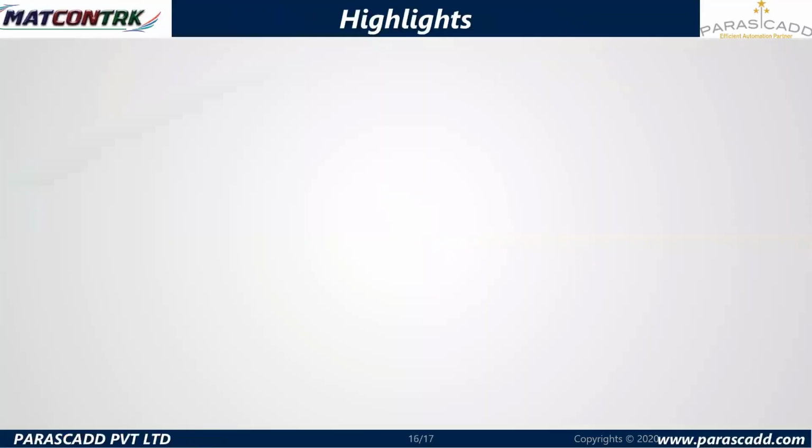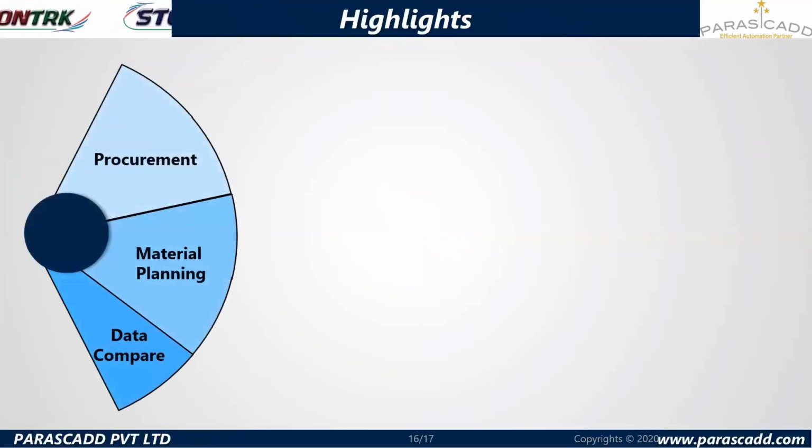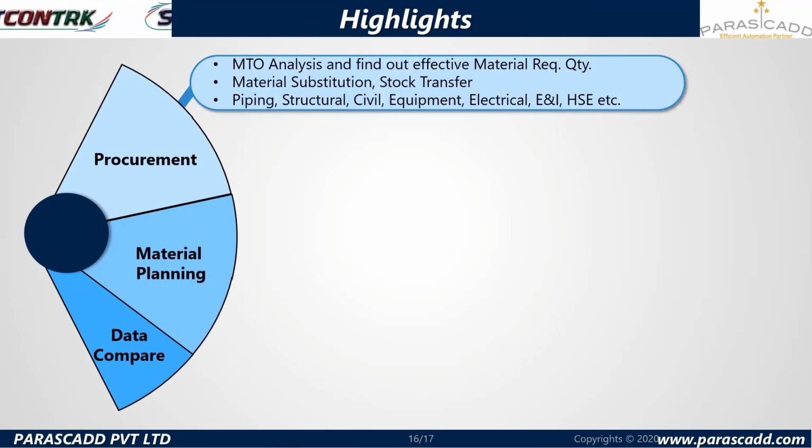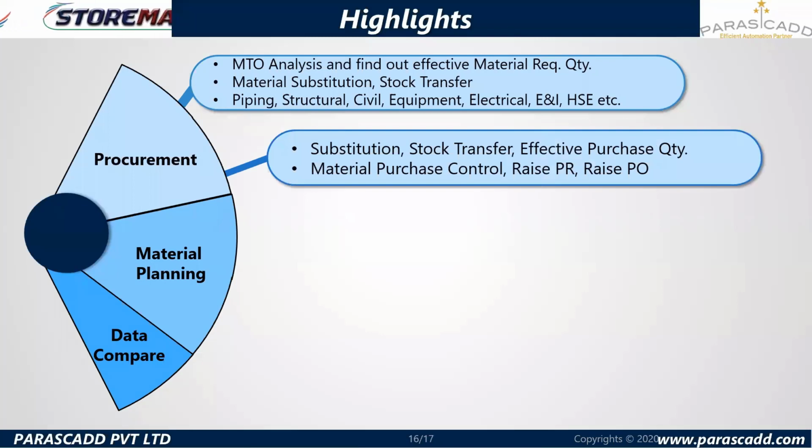Let's quickly understand here the highlights of what we have seen so far. The MAT contract and store management procedures are two modules grouped together, working together, handling procedures like procurement, material planning, and data compare. In procurement, we have seen MTO analysis for finding the effective material requirement quantity, material substitution, and stock transfer. This application is useful for any discipline apart from piping, like structural, civil, equipment, electrical, E&I, HSE. Substitution procedure is there, stock transfer procedure is there, and analysis of effective purchase quantity is available.